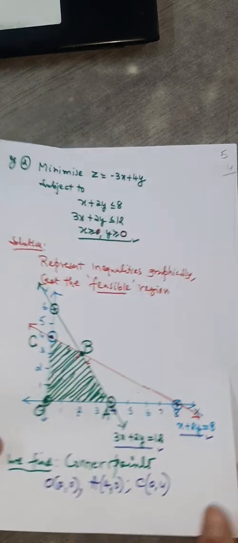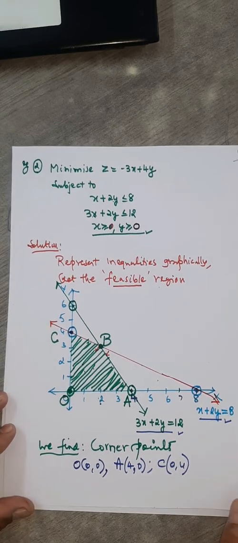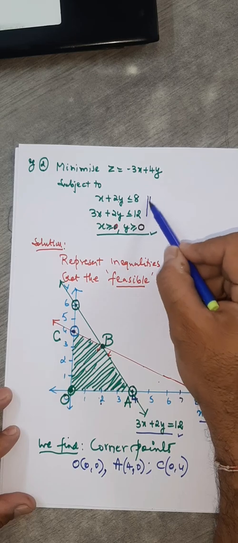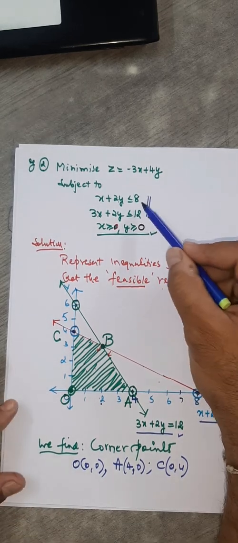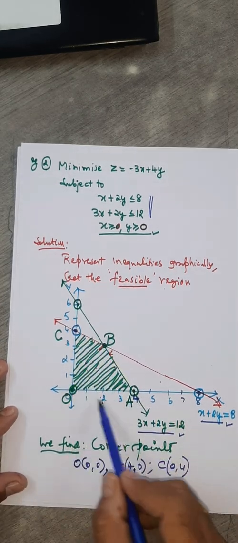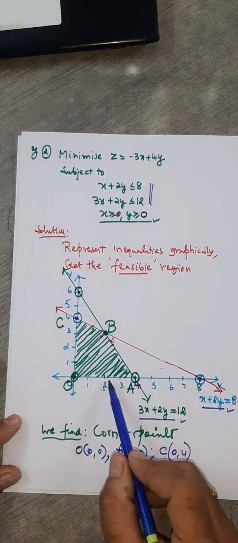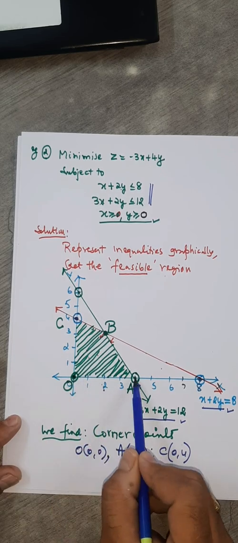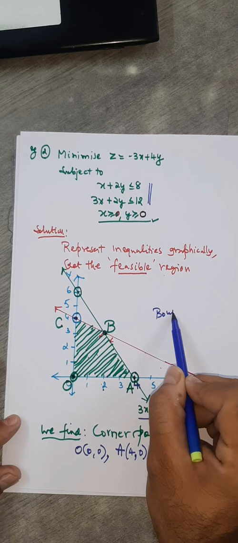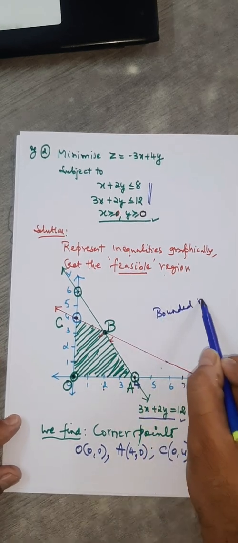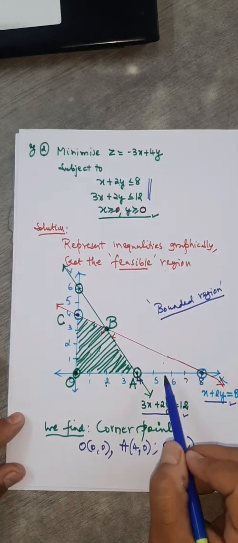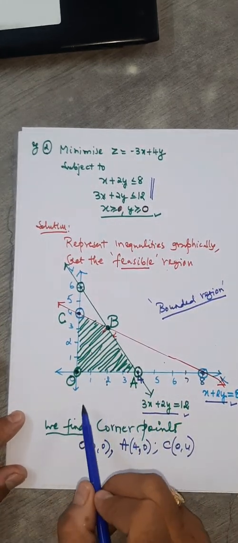I repeat, what we do usually in LP problems, we represent these inequalities, these are called constraints here, graphically. We find the common region. Up to this we were doing in 11th standard. Then we get the coordinates of these corner points. Here again you have a bounded region, remember. You have a bounded region. If you have an unbounded region, what is to be done? I will discuss. But right now we have a bounded region.